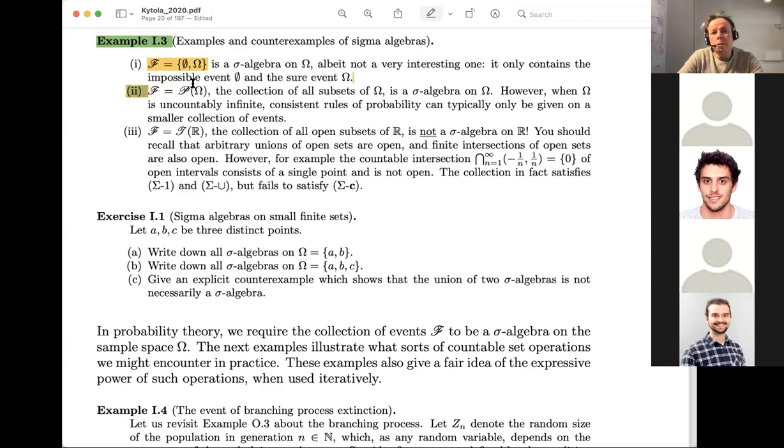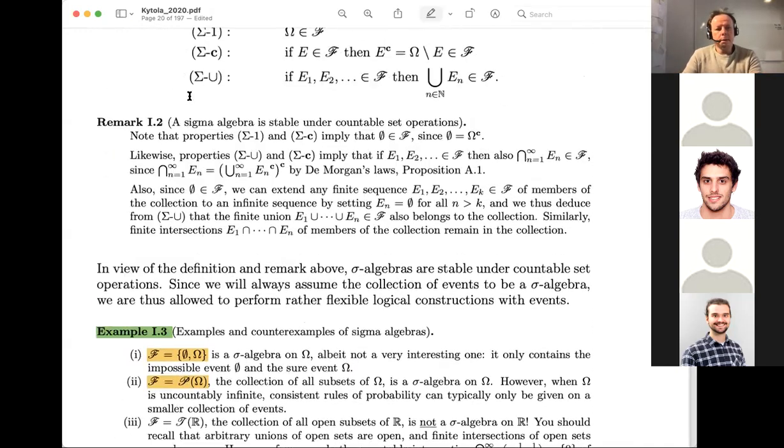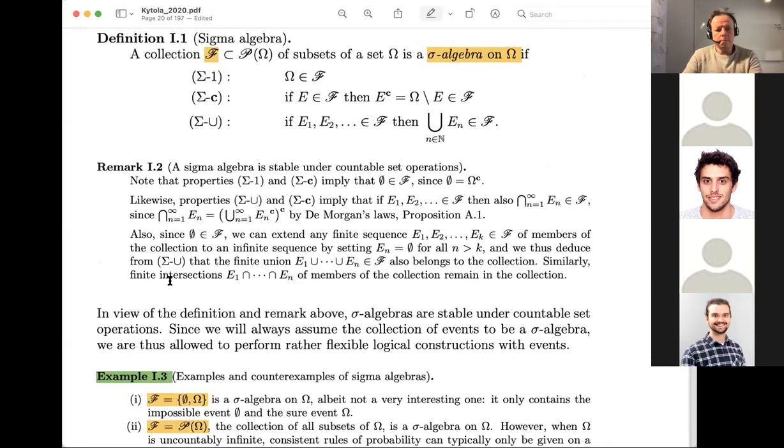Another trivial example is looking at the power set of omega. That is a collection of sets. It's the collection of all subsets of omega. Is that a sigma algebra? Is it closed? Let's look at these axioms again, which are there on the top. Is this power set also a sigma algebra?